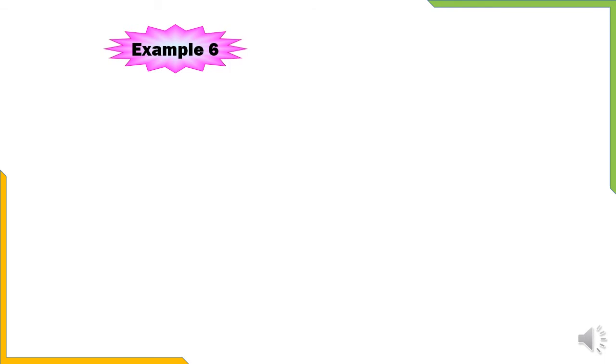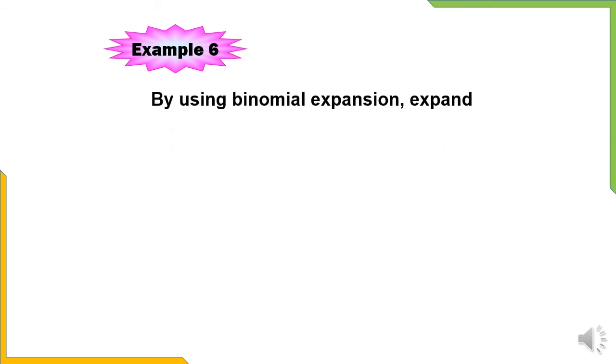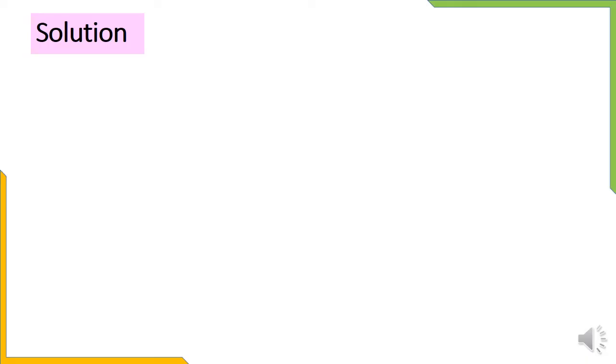Let's do some examples. Example 6. By using binomial expansion, expand (1 - 2x)^4. How to solve this one? We have to recognize what our a is first, and then b, and then the value of n. So for this question, what is our a? a is the first term here, which is equal to 1.